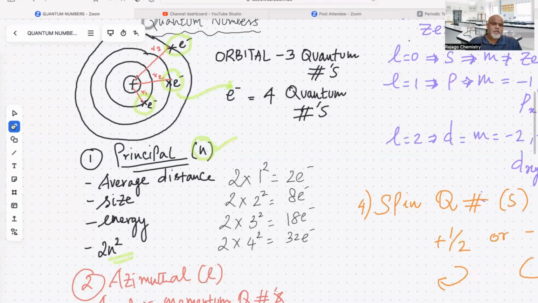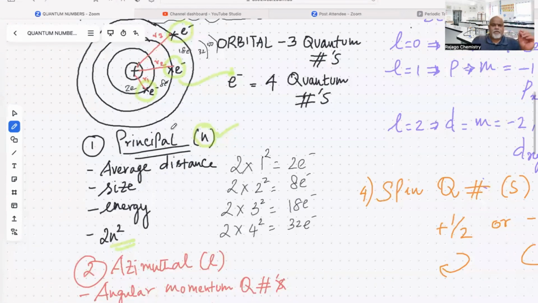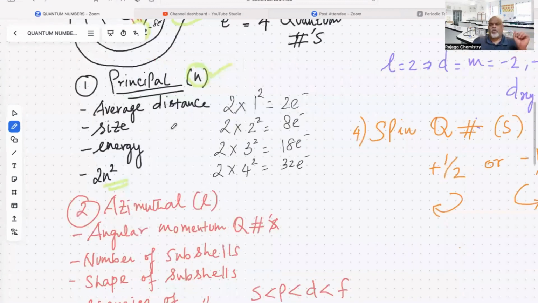So it tells us that every orbit or shell can have 2 electrons, 8 electrons, 18 electrons, 32 electrons, 50 electrons, and so on. So that's the first quantum number, called the principal quantum number. It's very important. The second one is called the azimuthal quantum number.